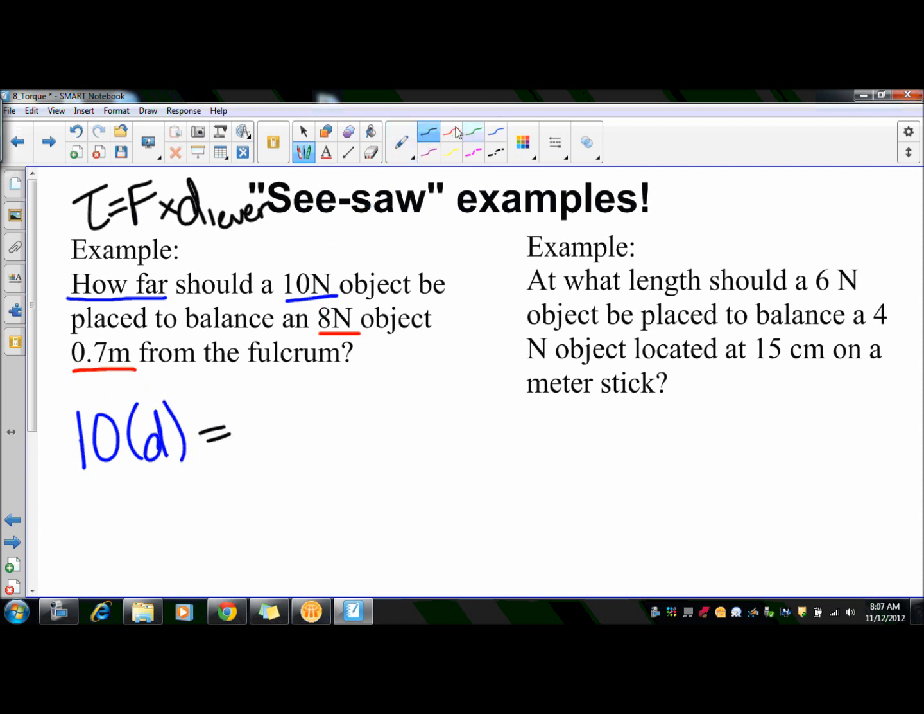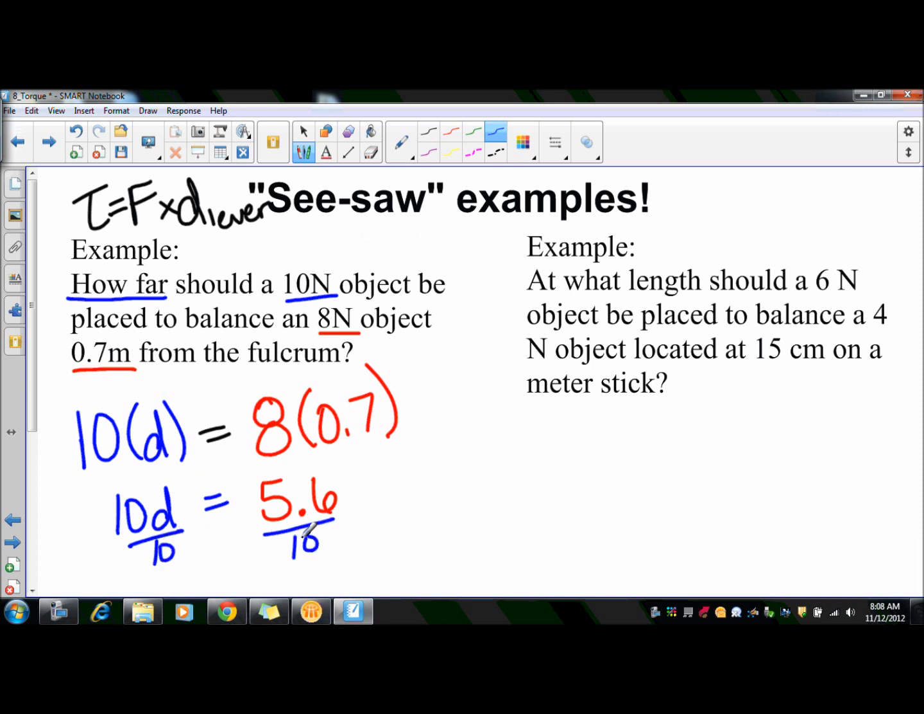And that torque is going to be equal to the other torque. So 8 times 0.7. So we have 10D equals, and that would be 5.6. And so then we're going to divide by 10. And we get a distance of 0.56. And our unit here is meters, so this will also be meters.